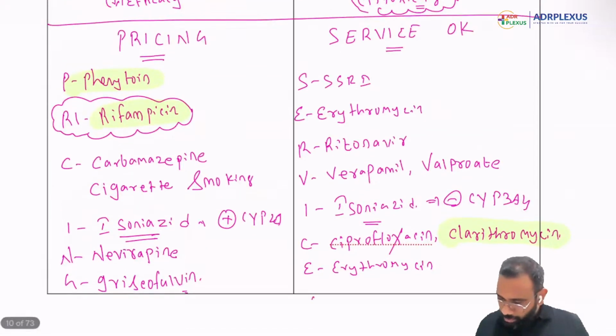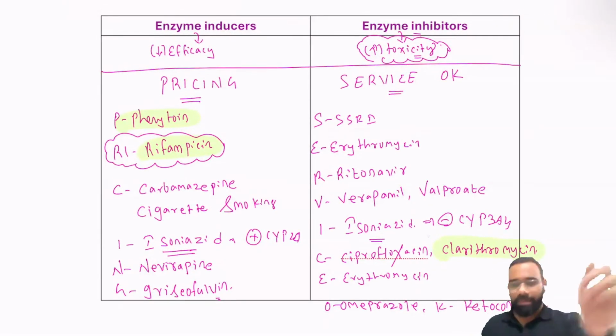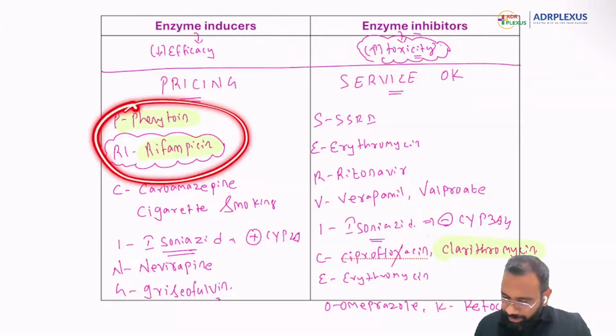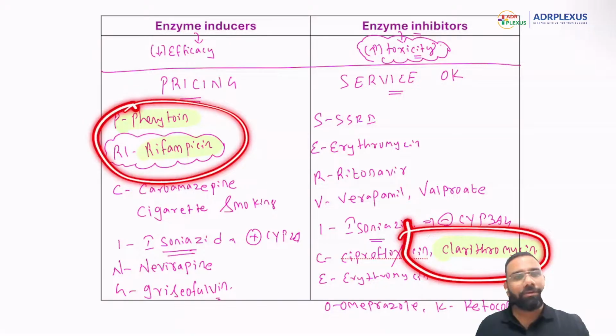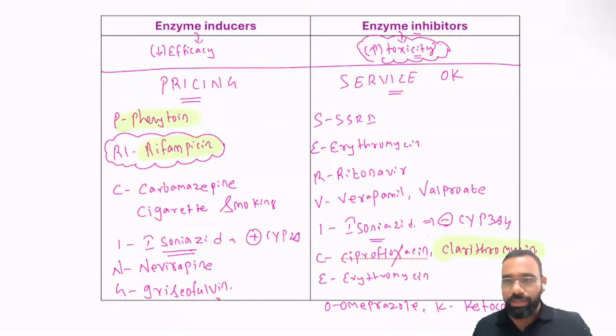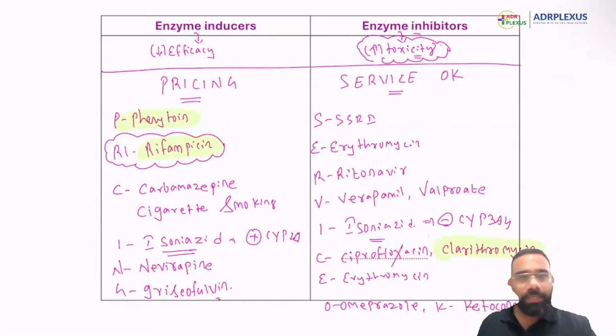And then next O, omeprazole, and K, ketoconazole. That's all. That's all about enzyme inducers and inhibitors. Read the question very carefully, whether he's asking the enzyme induction part or the enzyme inhibition part. If you see any two-drug combination, 99% he'll be asking about this concept, enzyme induction and enzyme inhibition. So that's all about enzyme inducers and enzyme inhibitors.